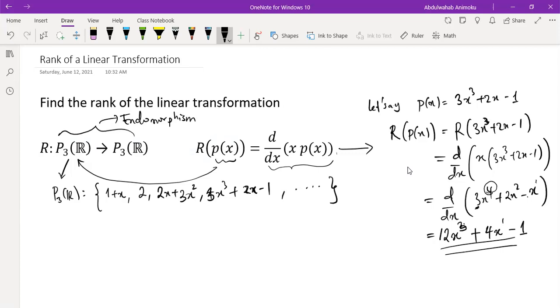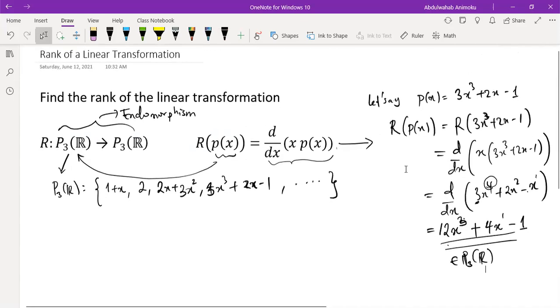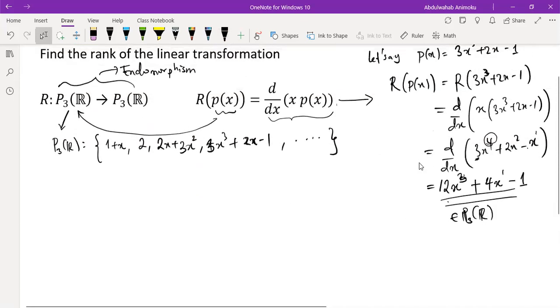As you can see, this vector is also a vector in P3R, right? It's also a polynomial of at most degree 3. So this is what this transformation does. Now we're trying to find the rank of this. How do we do that? So the first step in this process is to find the matrix of transformation relative to the standard basis, right? If we can find the matrix of transformation, that will allow us to find the rank of such a transformation, because the matrix tells us everything we need to know about the transformation.